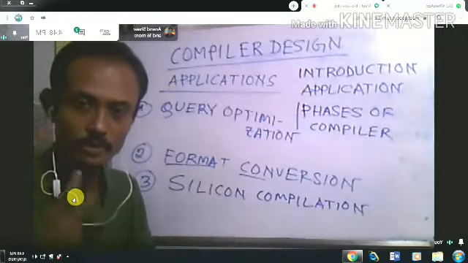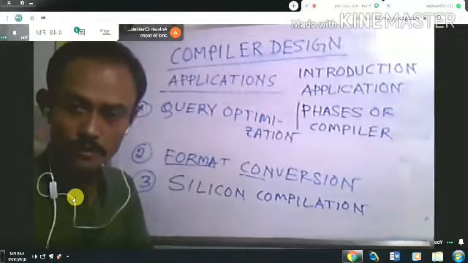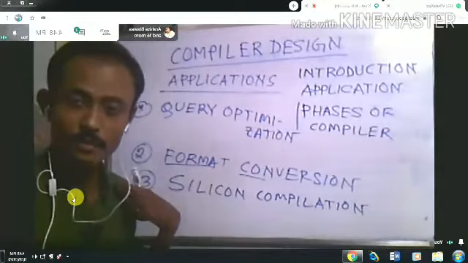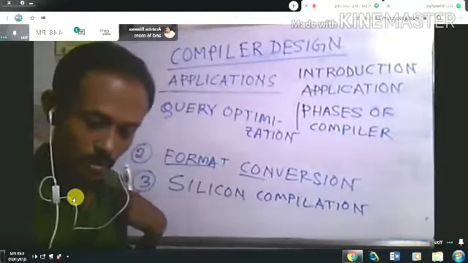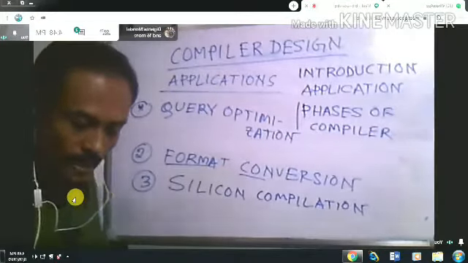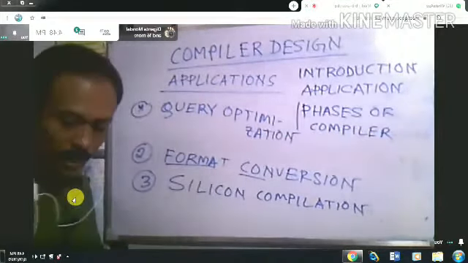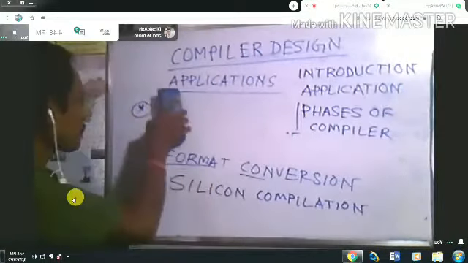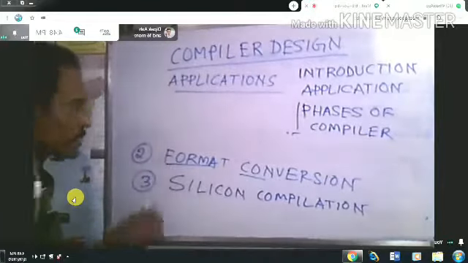So there are many concepts for optimizing your SQL query. That is called query optimization. This is another very important domain in the software industry. This is another application of the compiler, the fourth application.